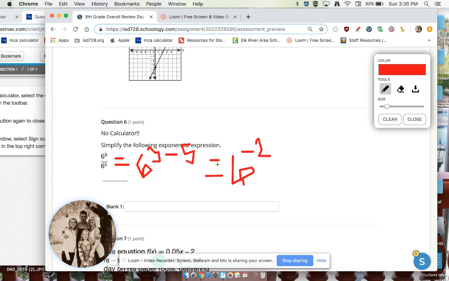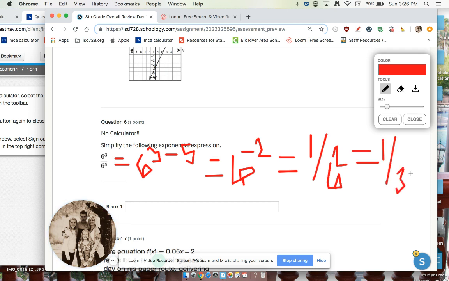And then when you simplify exponents, you can't have a negative power. So I am going to move that to the bottom, and it's going to be 1 over 6 cubed. Just kidding, I don't know why I said cubed, I meant squared. And then 6 squared is easy to evaluate. 6 times 6 is 36. So final answer, 1 over 36.